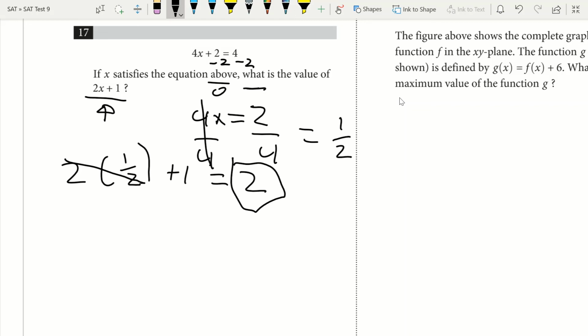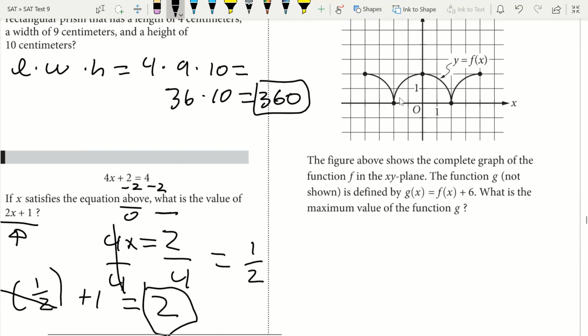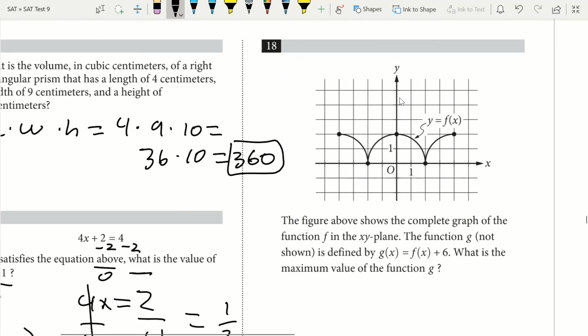All right, question 18. We see we're given a graph. It says that the figure above shows the complete graph of the function f in the xy plane. The function g, not shown, is defined by g of x is equal to f of x plus 6. What is the maximum value of the function g?